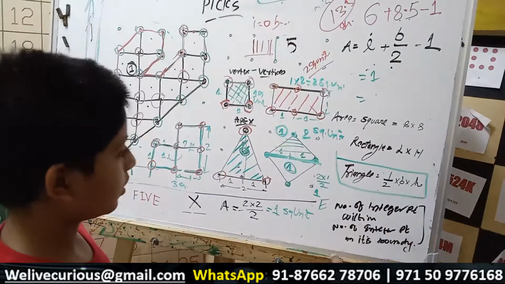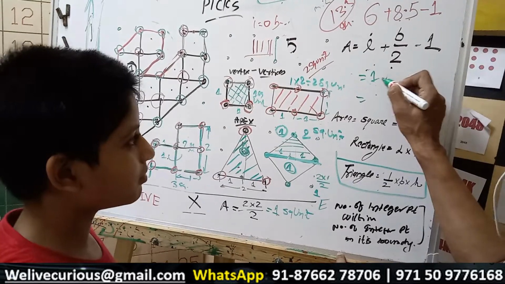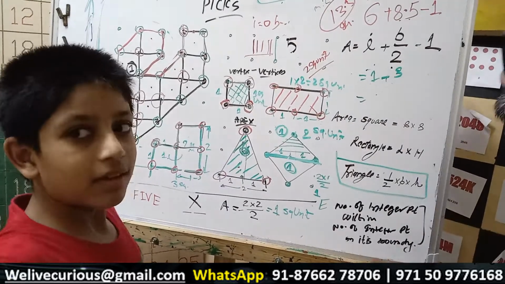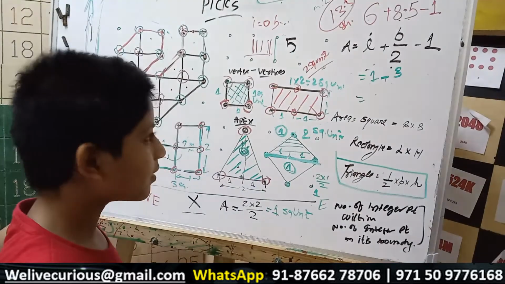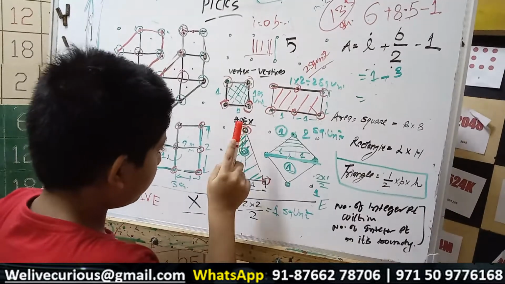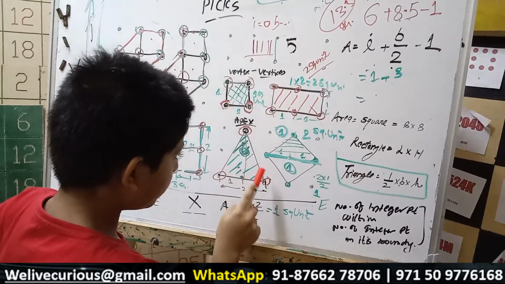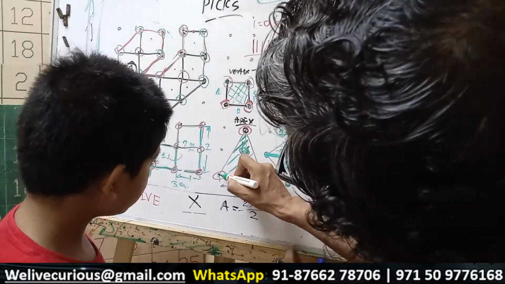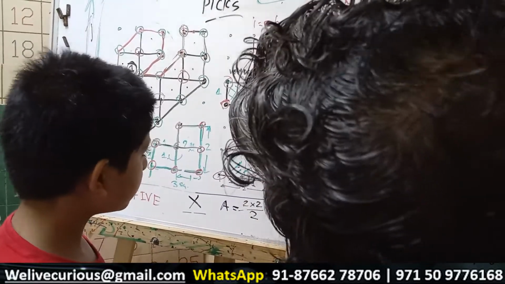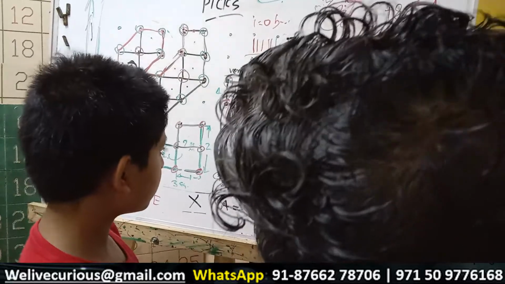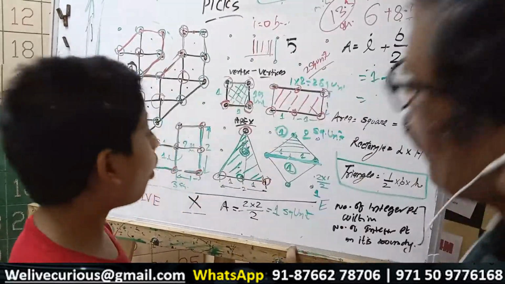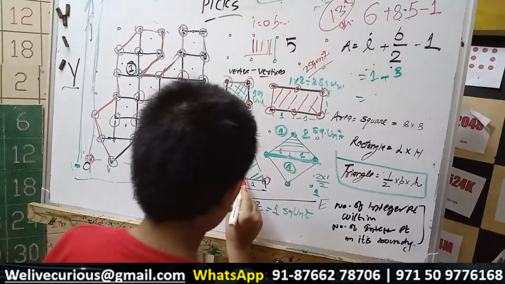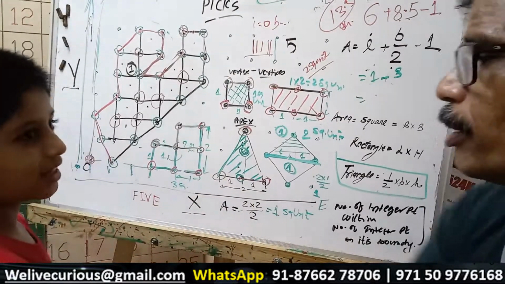And what are the border points? 3. 3 is the border points. Look carefully, is it 3? You have missed 1. 1, 2, 3, 4, 5. No, this one is not on the border. One apex is on the border, but here nothing. But you have missed this one. Oh, yes, 1 is here.